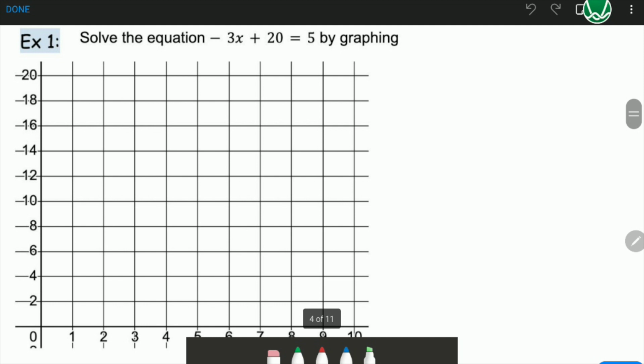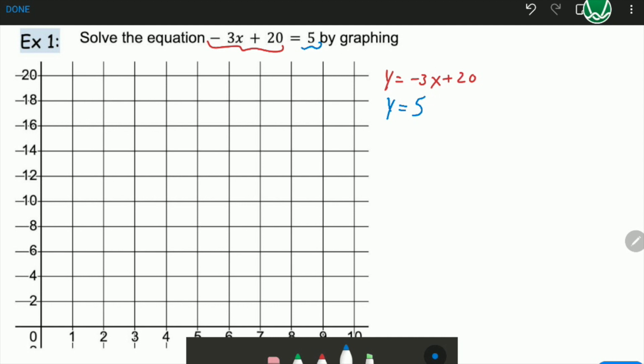In this video, we're going to solve the equation negative 3x plus 20 equal to 5 by graphing. The way we do that is we make each side its own equation. We're going to make the first side y equals negative 3x plus 20. We'll make the second side y equals 5.